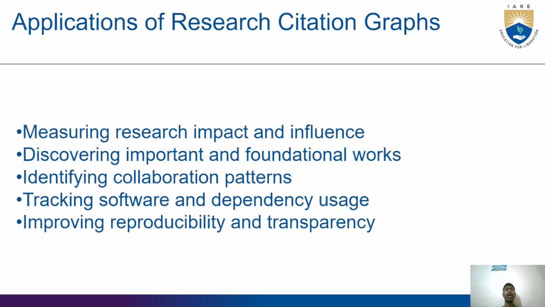Applications. We have a lot of applications of research citation graphs. For example, we use research citation graphs for measuring research impact and influence. Research papers often influence others to contribute to the research that is happening at the time, and not only that, they also create an impact on the current world, such as evolving ideas and making ideas pop into people's minds.